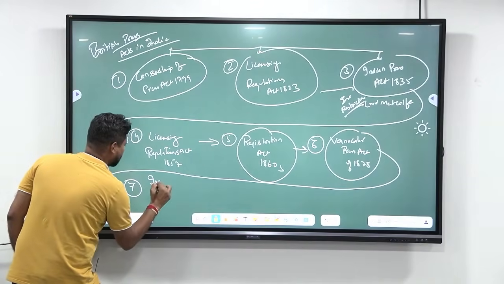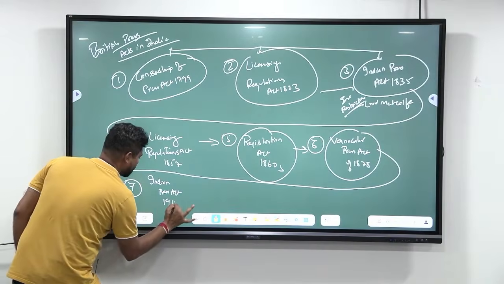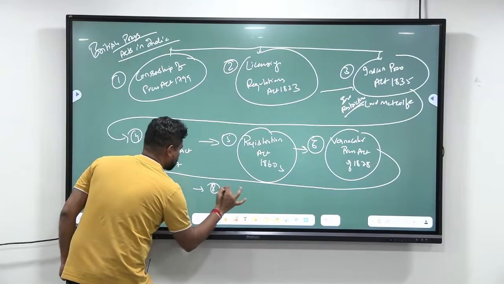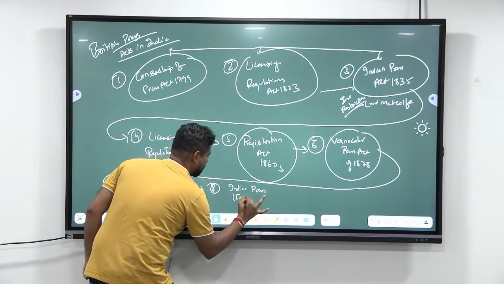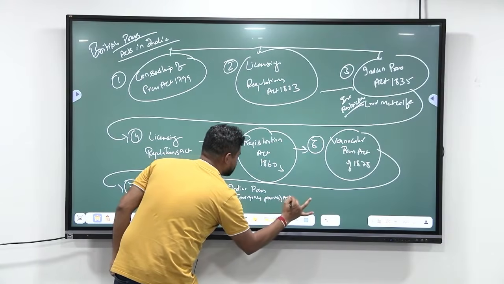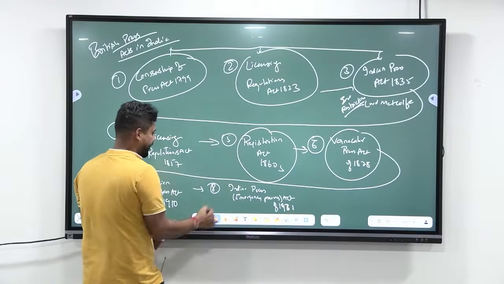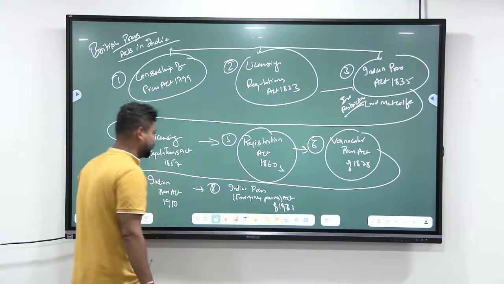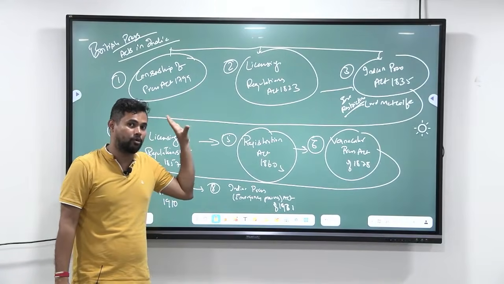The next comes during the time of extremists, to suppress the extremists. This is Indian Press Act of 1910. The last one is the Indian Press Emergency Powers Act of 1931. This is basically to quell the civil disobedience movement. So overall, these are the different important events that we have drawn in the form of mind maps.